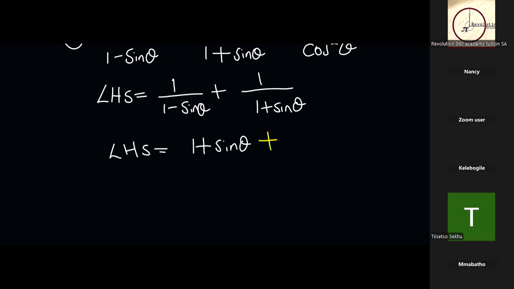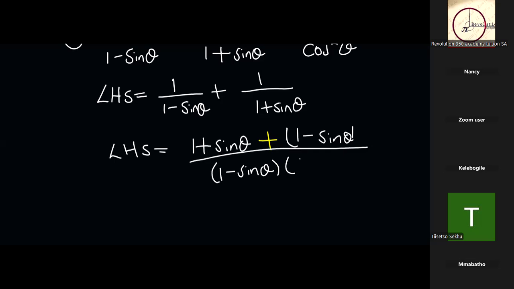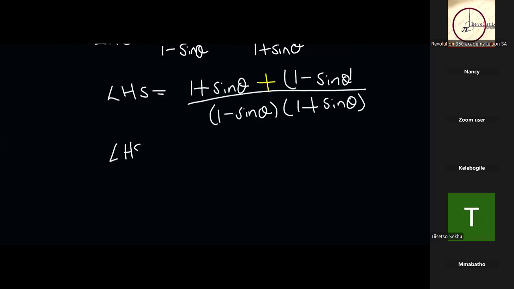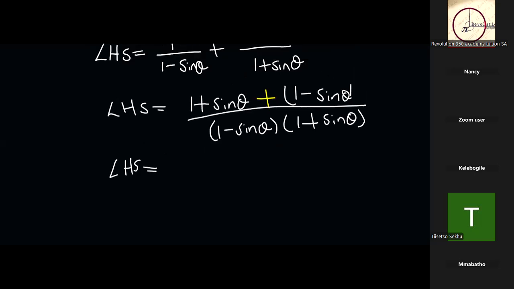You can write it in brackets if you want: 1 minus sin theta. All over our denominator, which is 1 minus sin theta into 1 plus sin theta, because you multiply these denominators to get the LCD, which we call the lowest common denominator. Then from there, the left-hand side equals, now you remove the bracket on the numerator side. You just write 1 plus sin theta, then positive times 1 is positive 1. Positive times negative sin theta is negative sin theta.